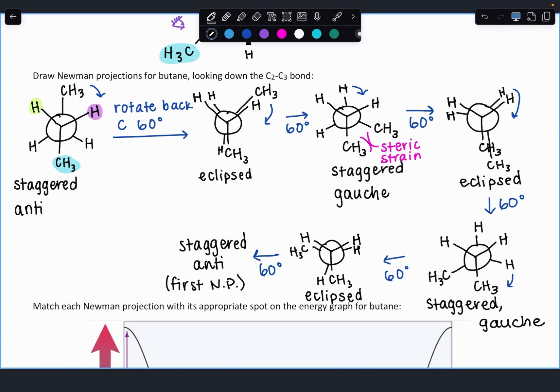So for any molecule, what we did is just rotate around 360 degrees. We did 60 degrees 6 times. Each step we have a different Newman projection we can describe with different language, like staggered or eclipsed. And then for staggered, it can be gauche or anti. And then after 360 degrees, we just get back to the original.